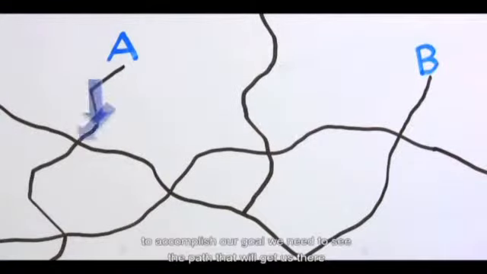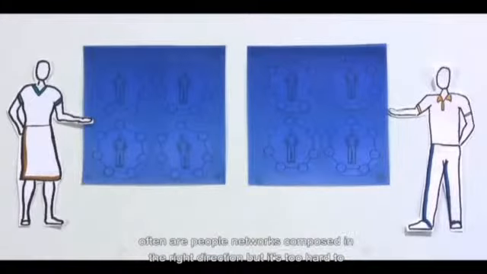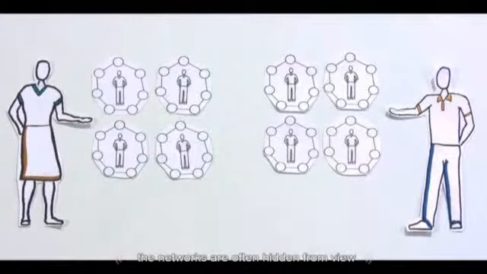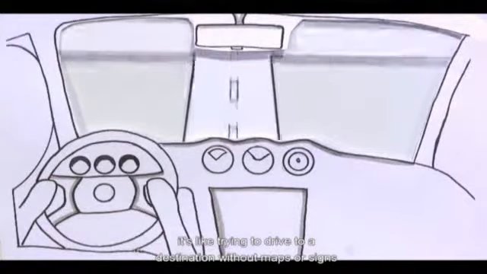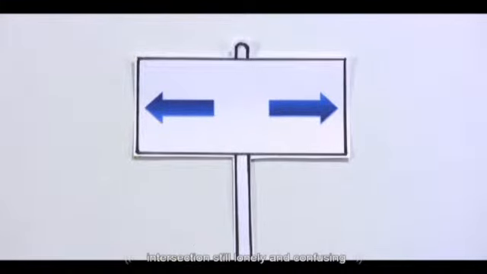Here's one way to think about it. To accomplish a goal, we need to see the path that will get us there. Often, our people networks can point us in the right direction, but it's too hard to see who knows whom. The networks are often hidden from view. It's like trying to drive to a destination without maps or signs. Intersections feel lonely and confusing.